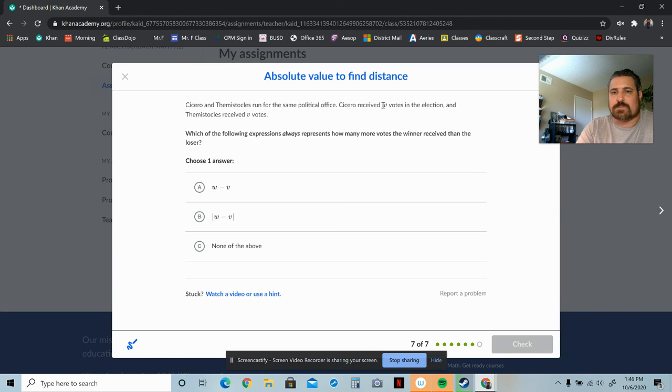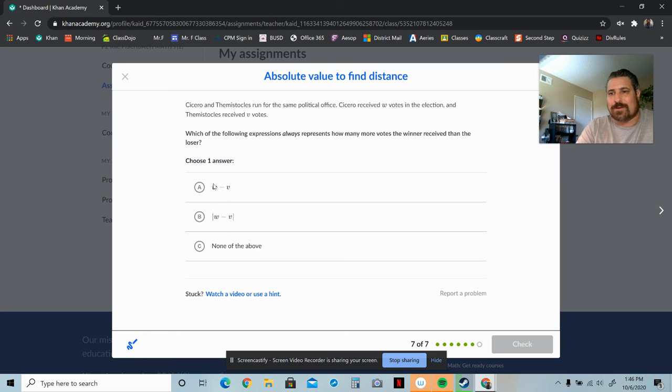If you just do the difference between their votes, W minus V or V minus W, then you take the absolute value of it. That would always be the distance between the two votes, right? So the number of votes that they differed by. So it could be W minus V or V minus W as long as there's an absolute value around it. So this one doesn't, because if the W was bigger than the V, it would be positive. If the W was less than V, it would be negative.